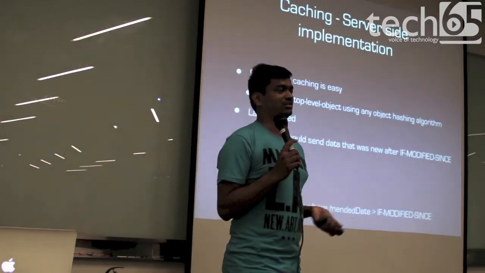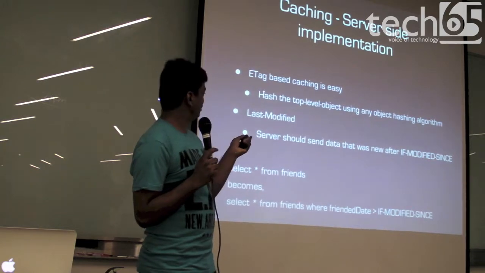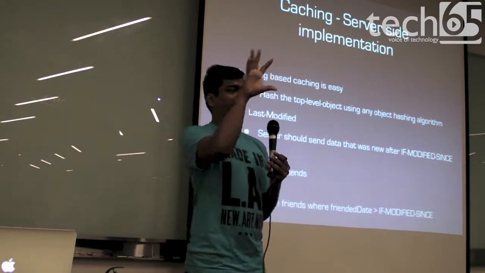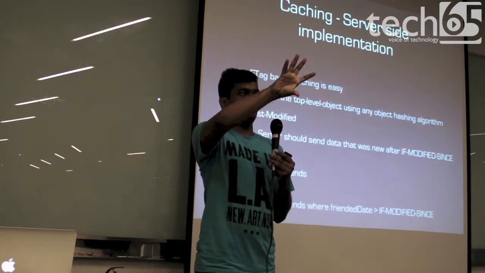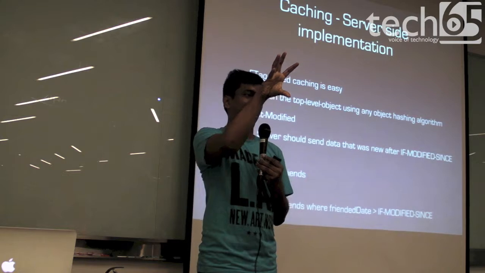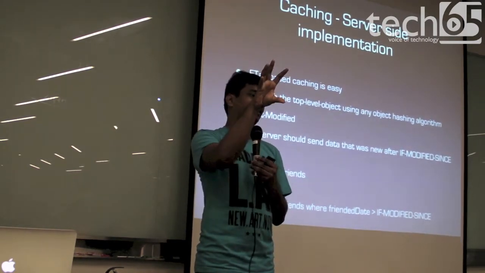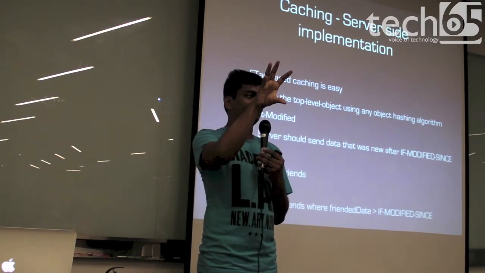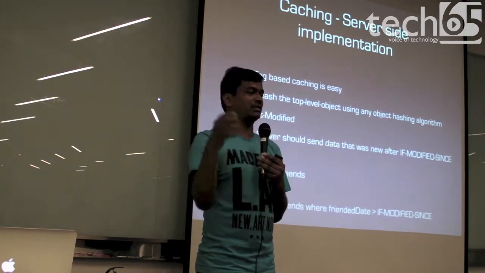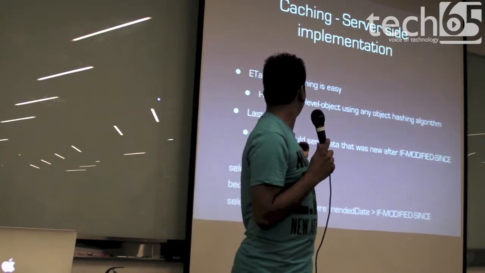Okay. ETAG based caching is easy to implement. You normally hash your top level models. Okay. So if I ask for a tweet, you prepare the top level model, hash it, and send the object hash of that tweet as the ETAG. And when the same request is made again, create the same tweet model, hash it again. If the checksum matches, don't send it again. Send a 304 not modified.